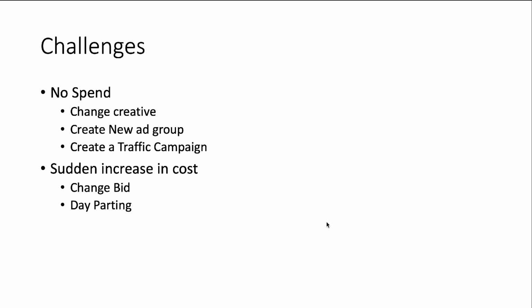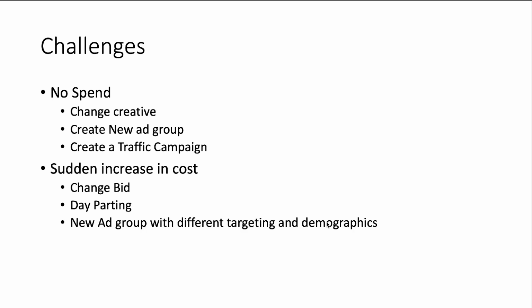Second, find what time of the day your CPMs are the cheapest or your conversion costs are the cheapest, and show your ads only at that time of the day. Third, you create a new ad group with slightly different targeting and demographics.